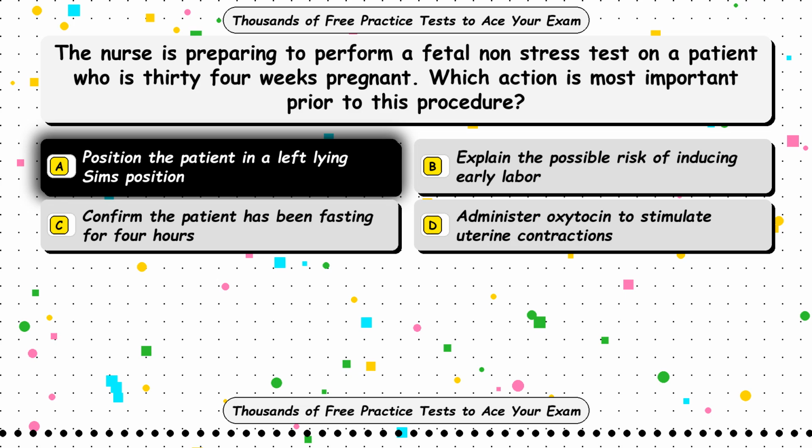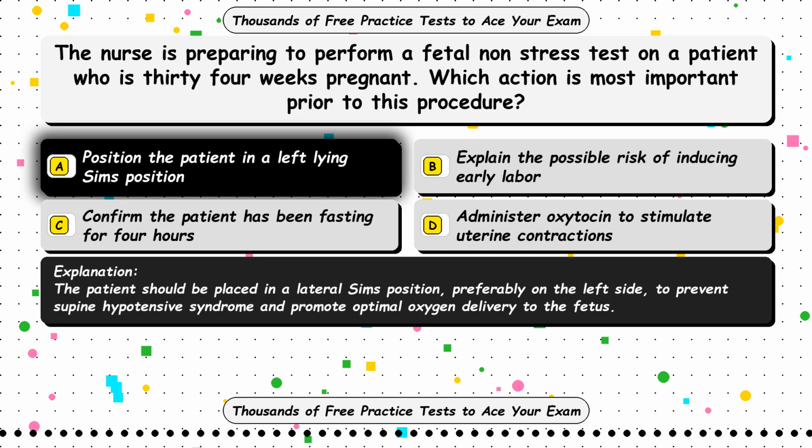The correct answer is option A. Position the patient in a left-lying Sims position. The patient should be placed in a lateral Sims position, preferably on the left side, to prevent supine hypotensive syndrome and promote optimal oxygen delivery to the fetus.